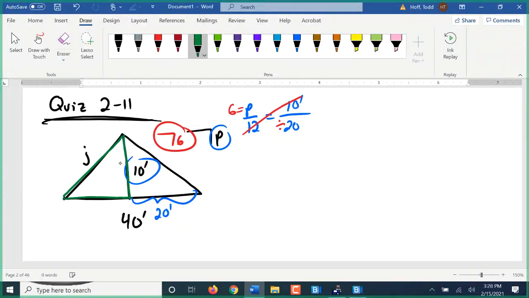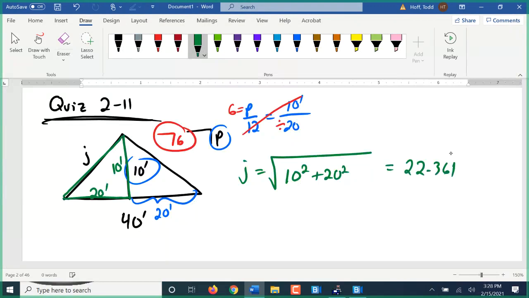To find the length of my common rafter here, that height is 10 feet, that run is 20 feet. Length of the common rafter, J, is just what? How do I find it? Perfect. 10 squared plus 20 squared, square root, is 22.361 feet.